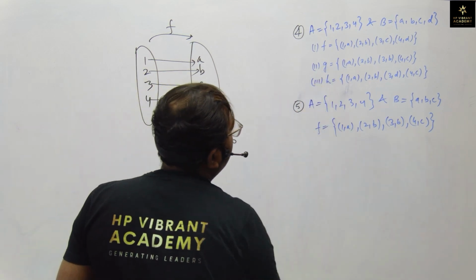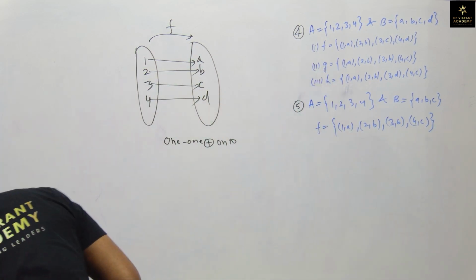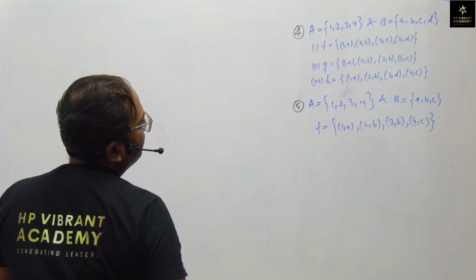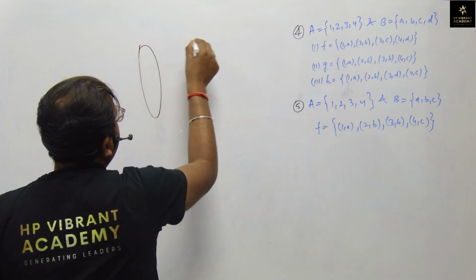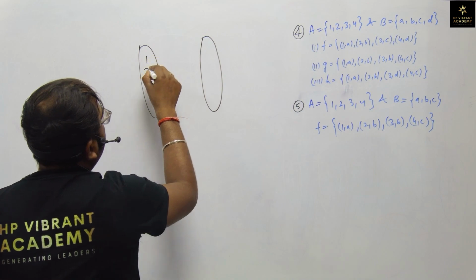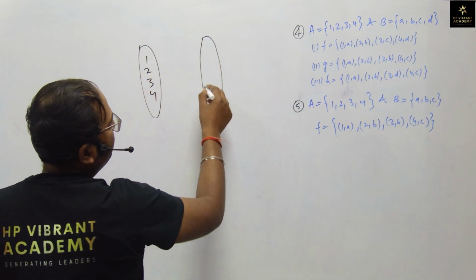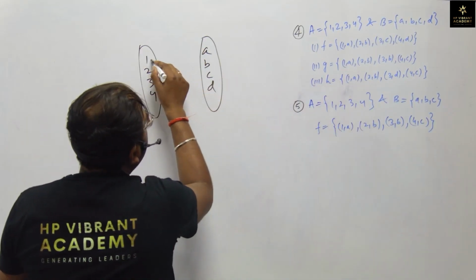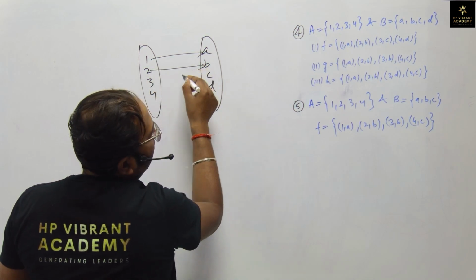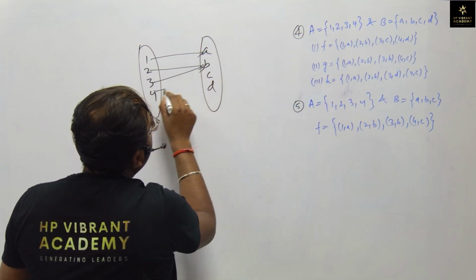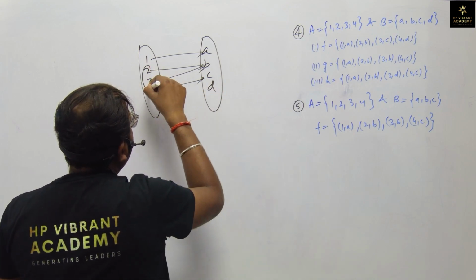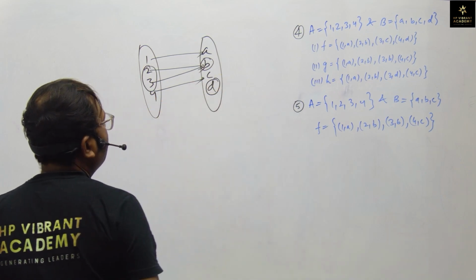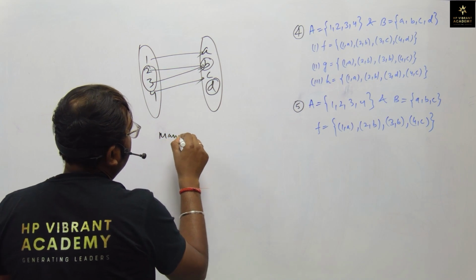Now let us discuss this relation G. Let us draw set A and set B. This is set A and this is set B. The elements in set A are 1, 2, 3 and 4. In set B we have A, B, C and D. So in relation G we have 1 goes to A, 2 goes to B, 3 goes to B, 4 goes to C. So this is satisfying that many elements are getting mapped to a single element, plus there exists an element D in the codomain that is not having any pre-image in set A. So this is many one into.